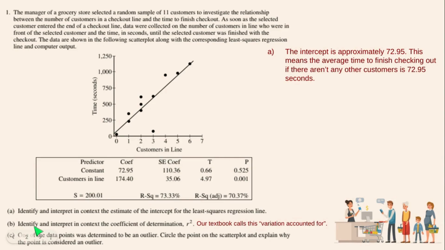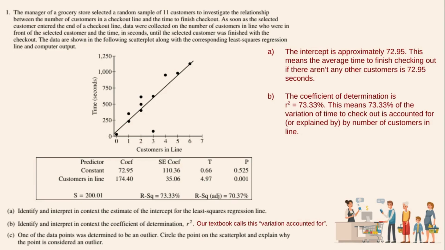Now let's look at part B. Identify and interpret in context the coefficient of determination r squared. And by the way, our textbook likes to call this the variation accounted for. So we're going to identify and interpret in context the coefficient of determination or variation accounted for r squared. Pause the video, try this one on your own, unpause when you want to check your answer. All right, I assume we're ready to continue.